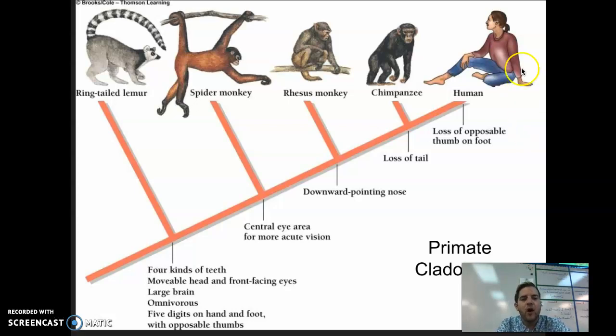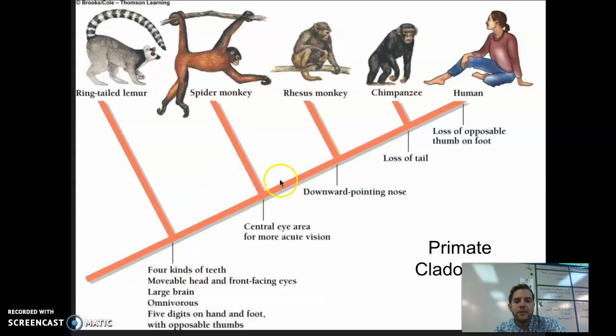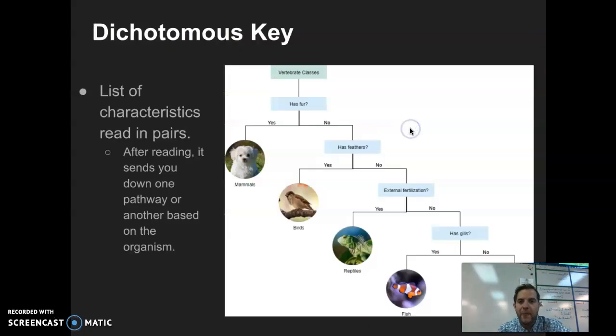So here's a cladogram of our particular species or our particular group, the primates. So we see that down here, we all shared a lot in common. And then as you go up, something was able to push off. Downward pointing nose pushed the spider monkey off. Loss of tail pushed off the rhesus monkey. And then opposable thumb on the foot. We do not have thumbs on our feet. And so we are able to move forward, whereas the chimpanzees were pushed off out of there.